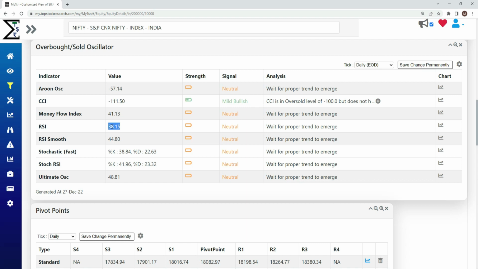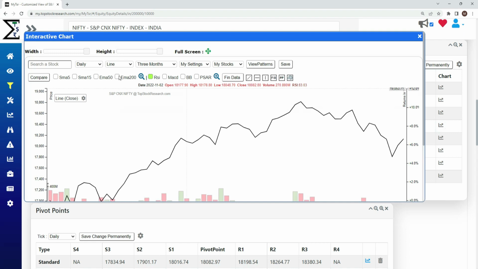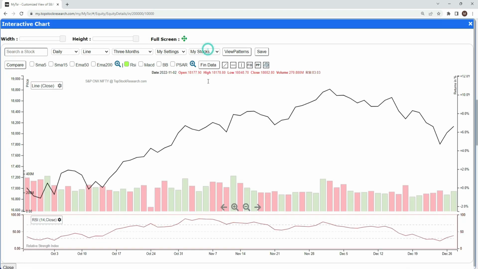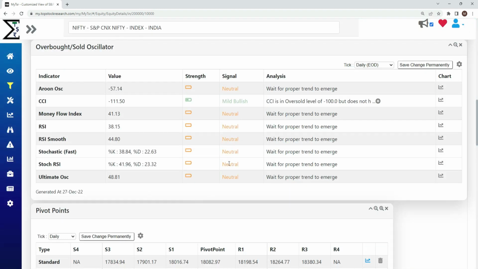It clearly doesn't tell you a lot of things. That is why it is neutral out here. And the commentary here is: wait for a proper trend to emerge. Along with that, you can look at the RSI chart. So it clearly does not tell you a lot of things out here. That is why it is marked as amber, or basically a neutral color, so that you can look at it.